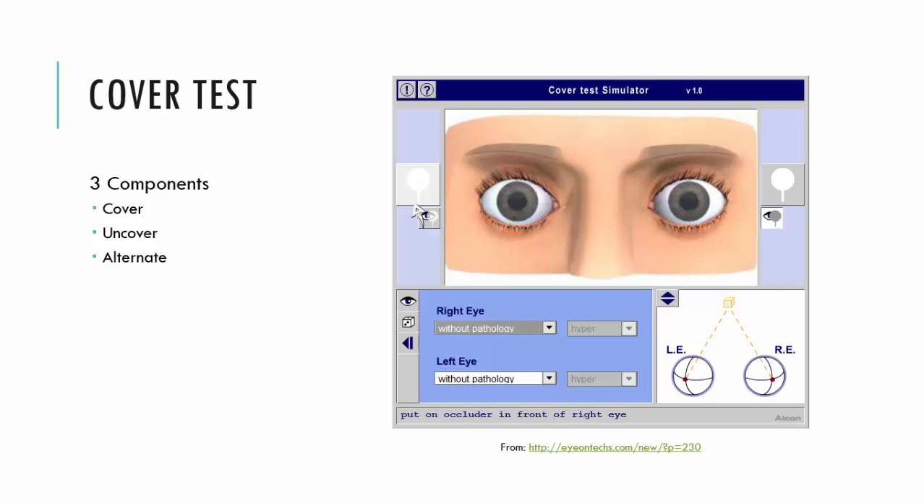With a Spielman occluder, you'll be able to see under the occluder, in which case you can actually observe what's happening when the occluder goes on rather than when it comes off. Okay, I'm just going to go back to the black occluder.